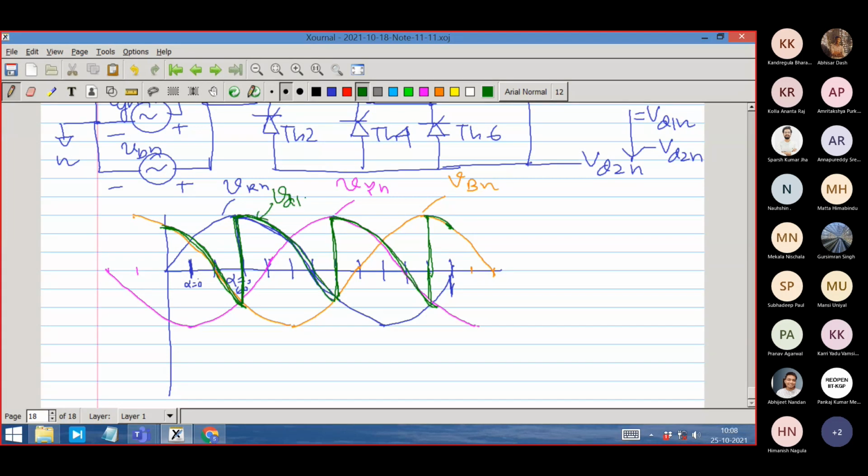Now we have to do for VD2N. So VD2N is when, again we will count 60 degree.